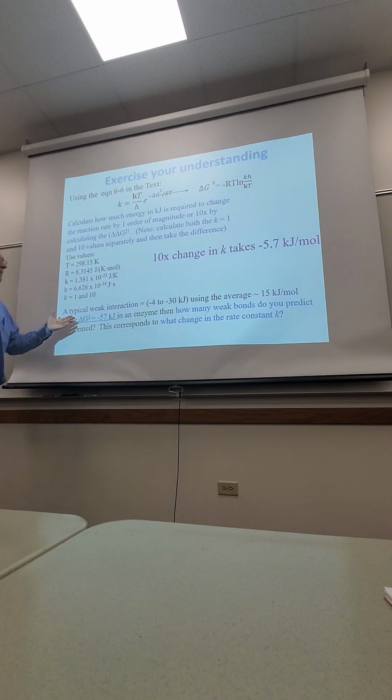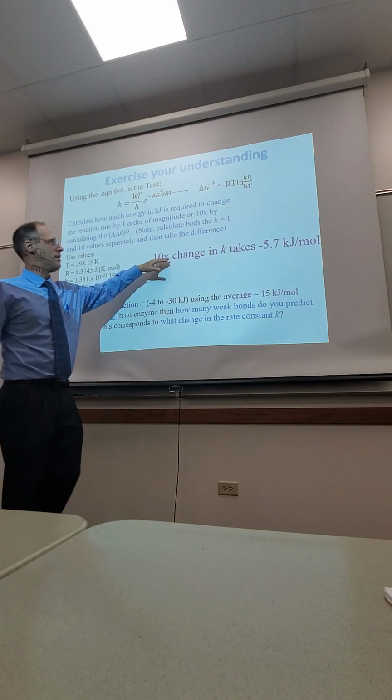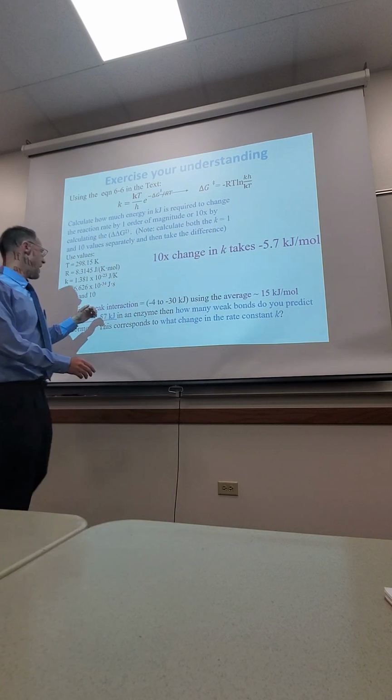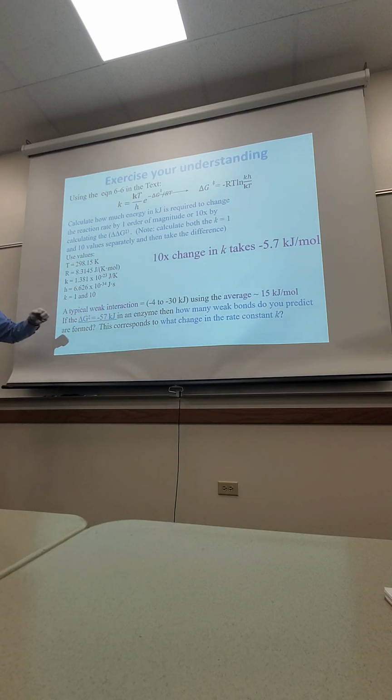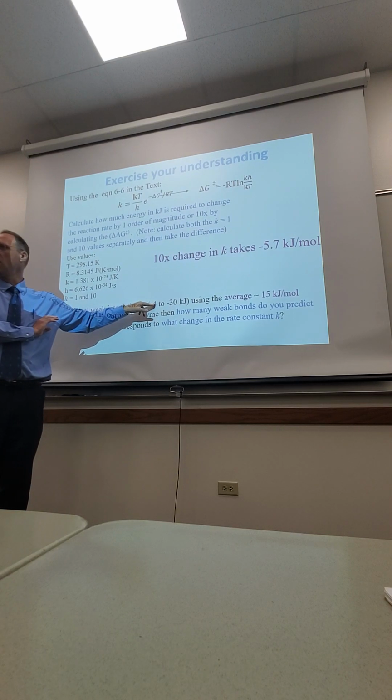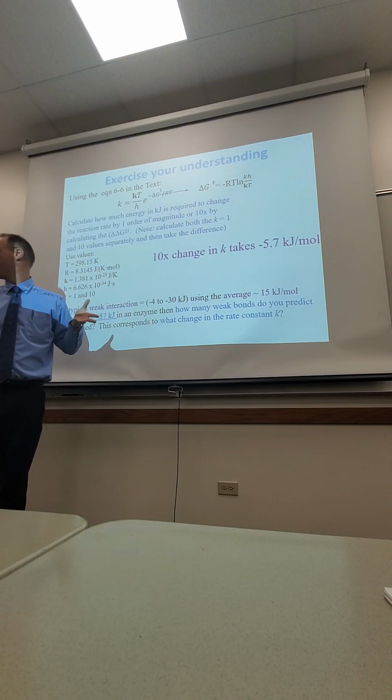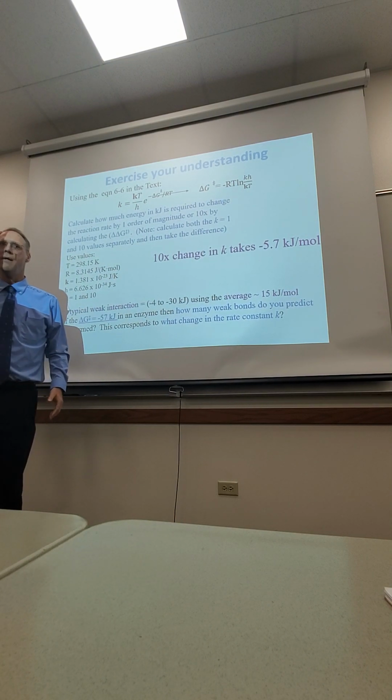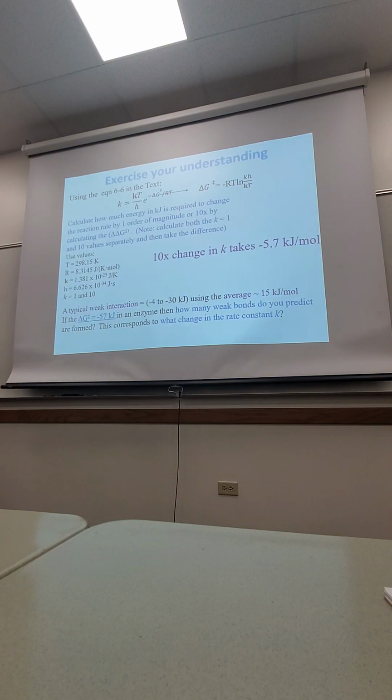So it turns out that if it went, in reality, 57 kilojoules faster, and then I know that a weak London dispersion, van der Waals force, is about 4 kilojoules of energy. If I have a hydrogen bond, it's about 30 kilojoules when the interaction happens. That's how much energy is being released.